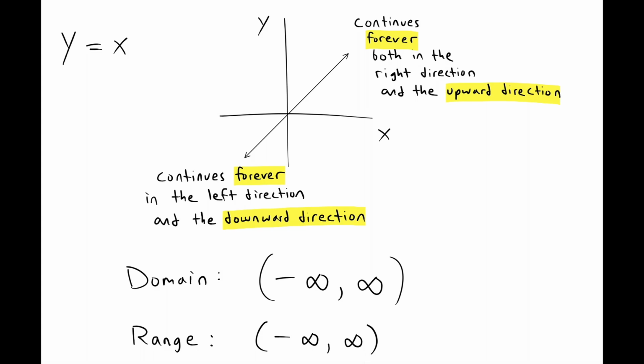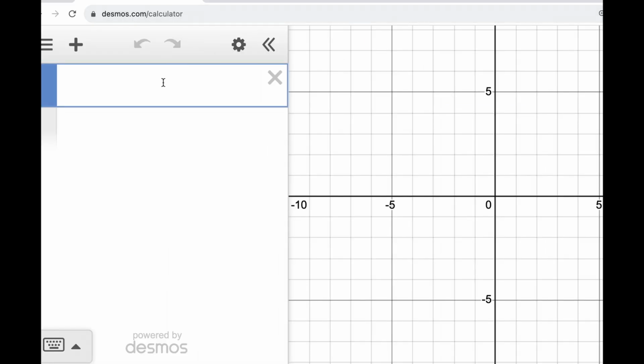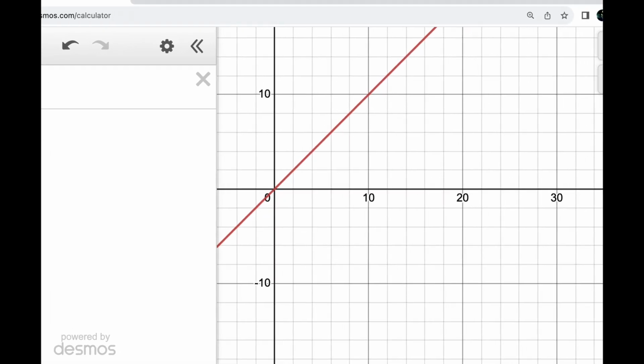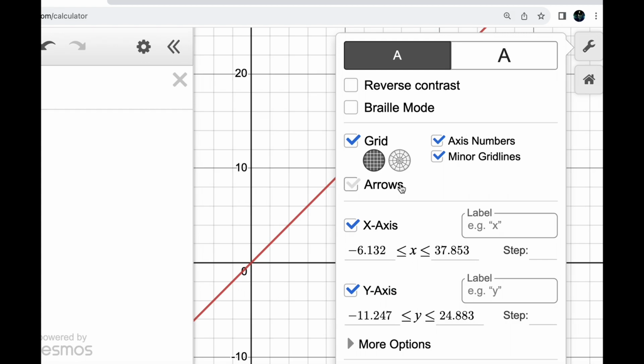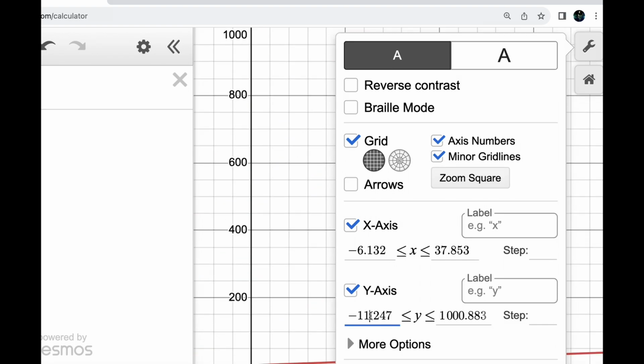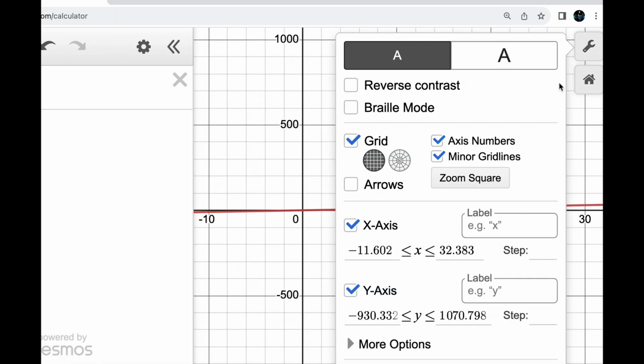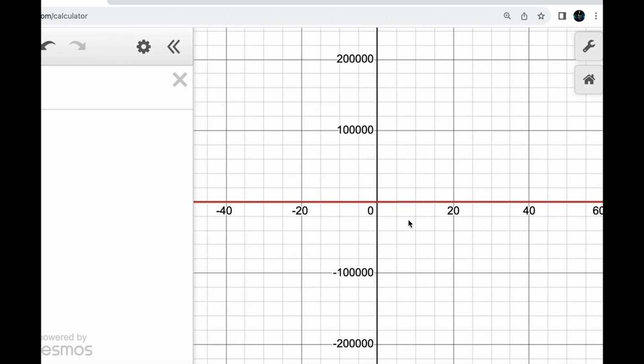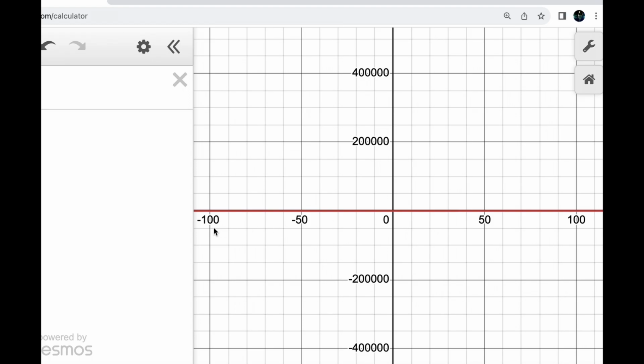If we want to see this using a graphical aid, we can do that. Just go to Desmos, type in y equals x. And now I'll use this trick of drastically altering the axes in order to see the x values that are represented here. So change your y values to something really large, like from negative 1,000 to 1,000, or something even bigger. This is the domain of y equals x. It's every x from all the way on the left to all the way on the right.